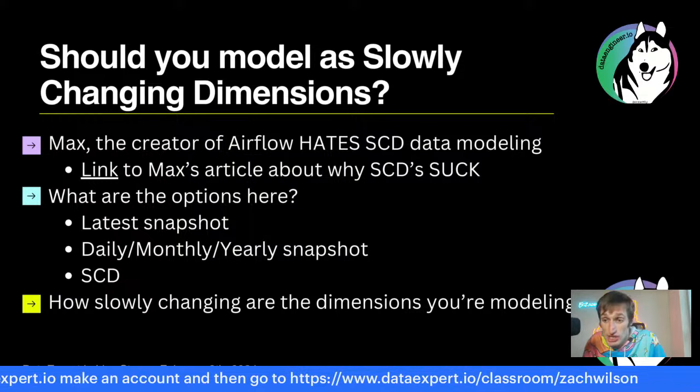So generally speaking, when you're thinking about a slowly changing dimension, this is something that should maybe make one or two changes like a year. That's probably a pretty solid rule of thumb in terms of when you should model it as an SCD versus when you should model it as a daily snapshot.